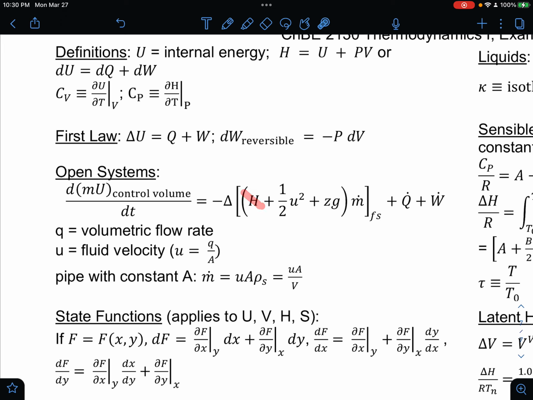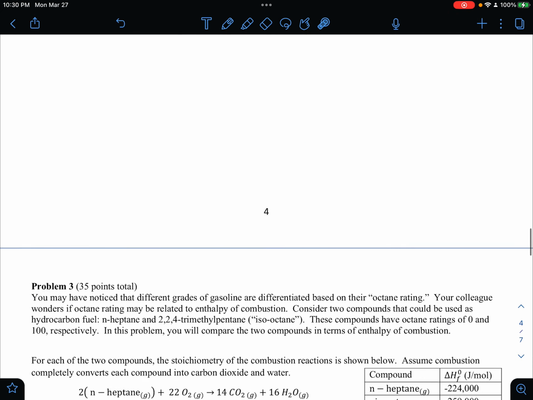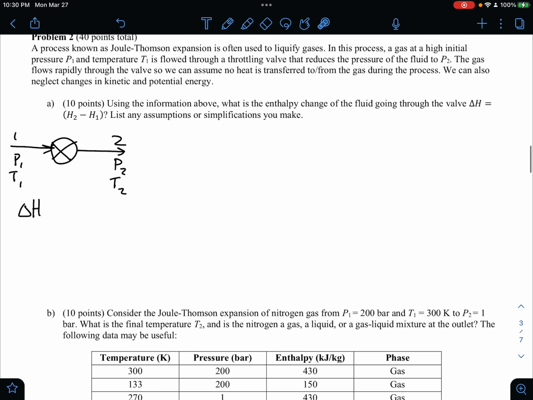So we have delta H times m is going to equal Q minus W. Notice the negative sign, so I can move this term to the other side. So delta H is going to equal Q plus W. Now, I just want to repeat, no change in kinetic energy, no change in potential energy. And notice here that we say no heat transfer, so this is also 0.